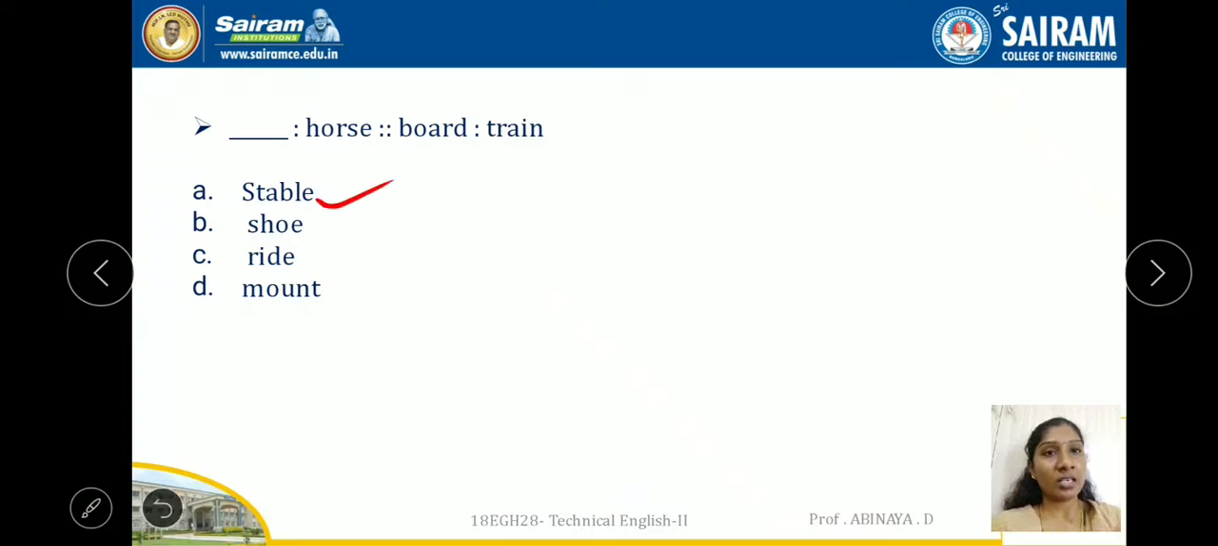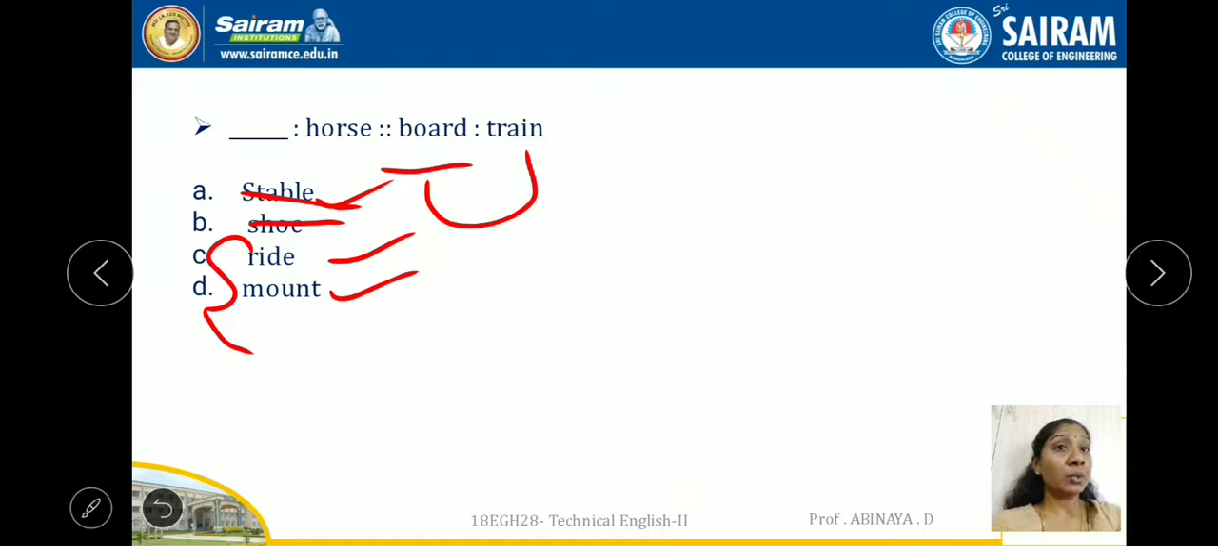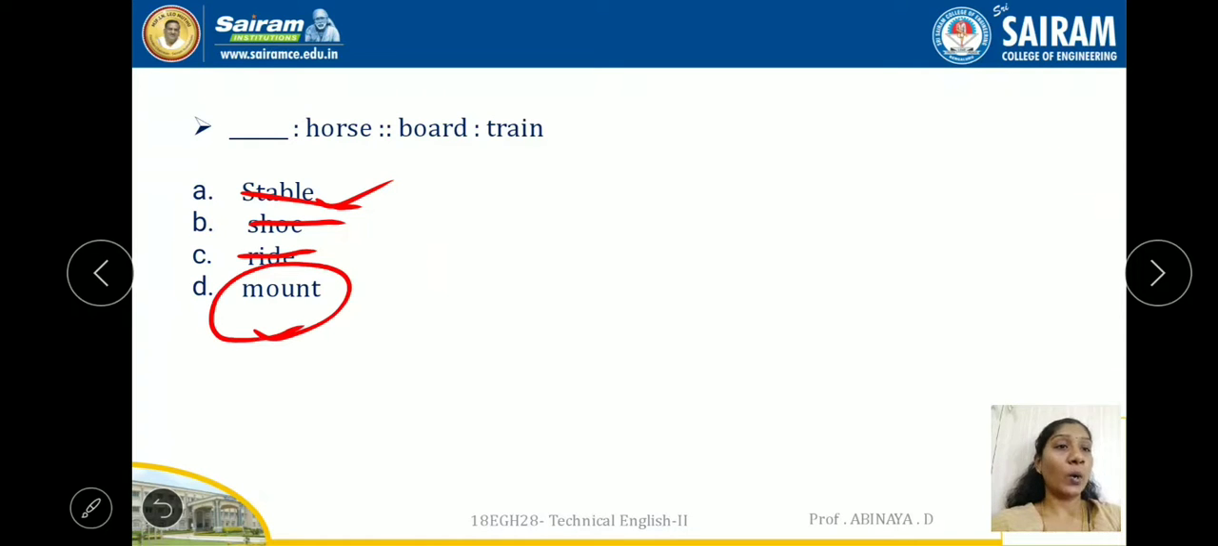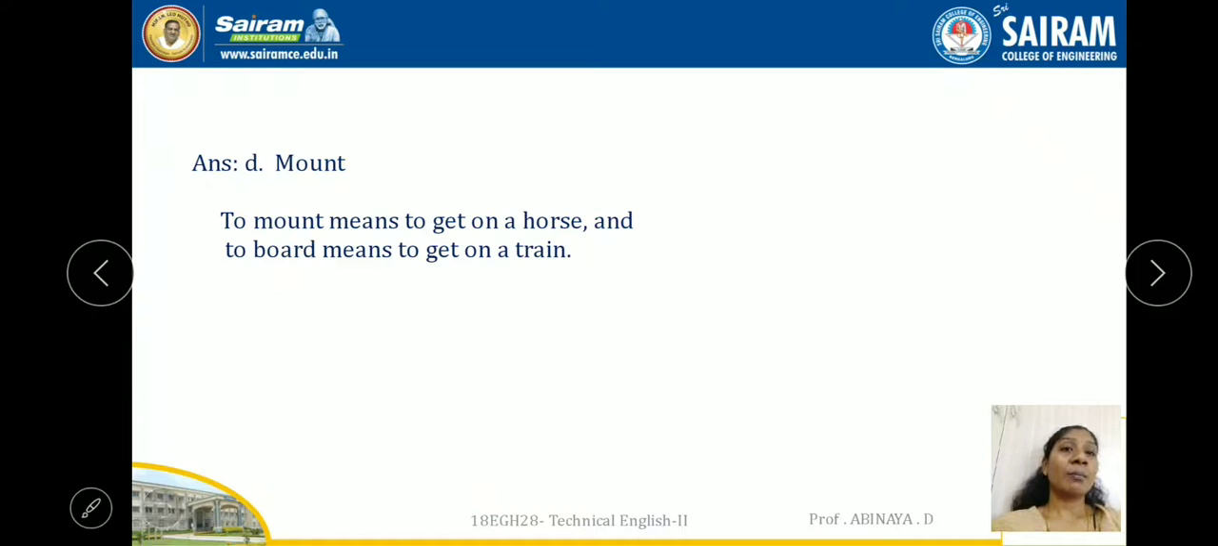Stable is where the horse lives, so stable is not it. Shoe is something we wear. Riding is the action and mounting is the action. So okay, any one of these two will come there. Boarding, I already told you, is getting into the train, not traveling in the train. If it is traveling, we can ride a horse. So at last, mount. Mount is nothing but getting onto a horse. So mount means to get on a horse and to board means to get on a train.